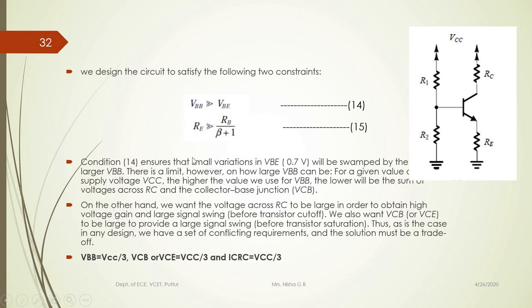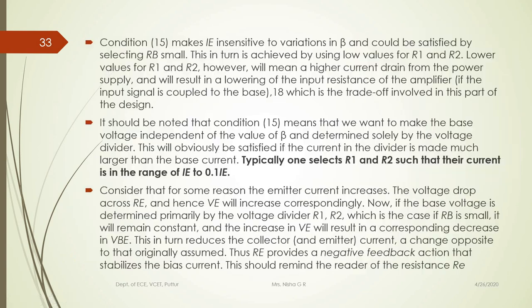These two constraints are defined so that you make your emitter current IE insensitive to temperature variations and beta variations. How we achieve these two constraints has been explained over here. Some trade-off has been made. So what is the trade-off? This is the trade-off that you have to write: you have to consider the bias voltage as VCC by 3, and then VCB as VCC by 3. Again, the voltage across RC is VCC by 3. This trade-off solution you have to write down.